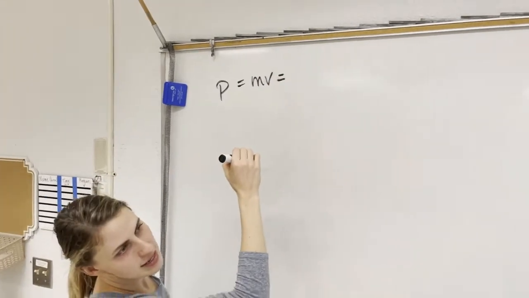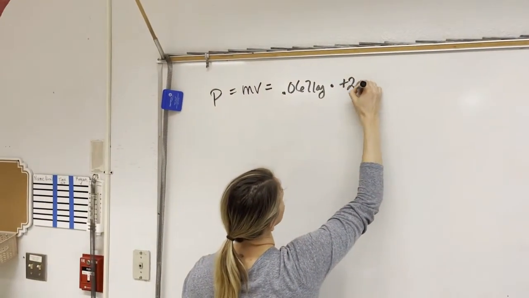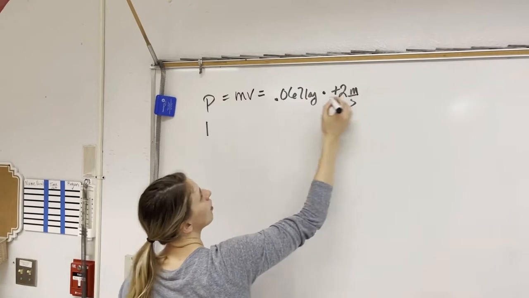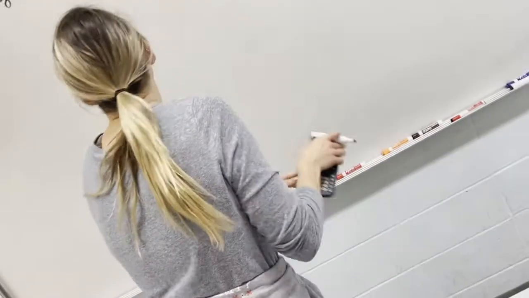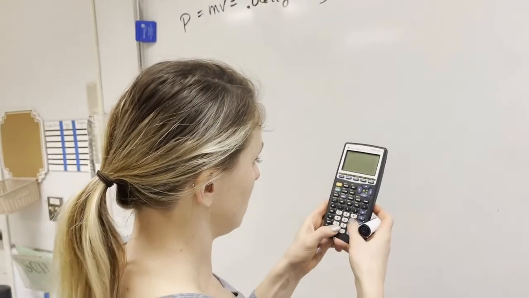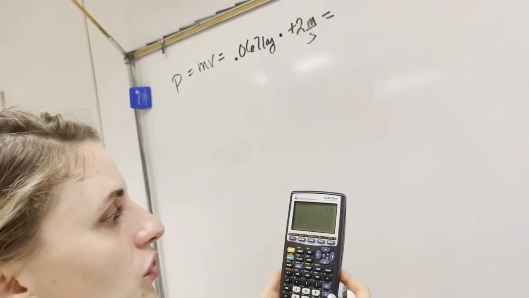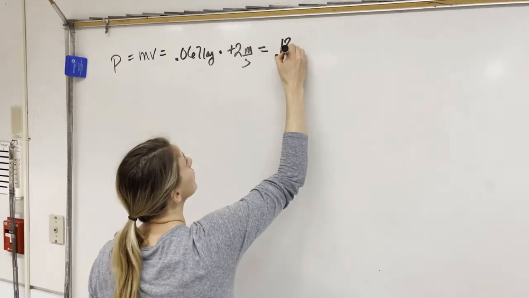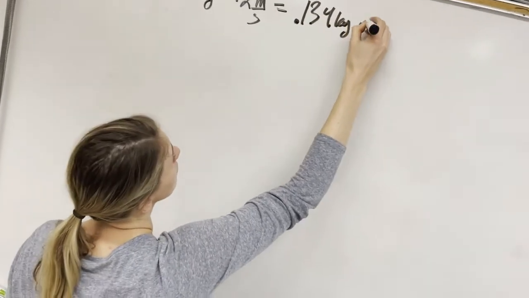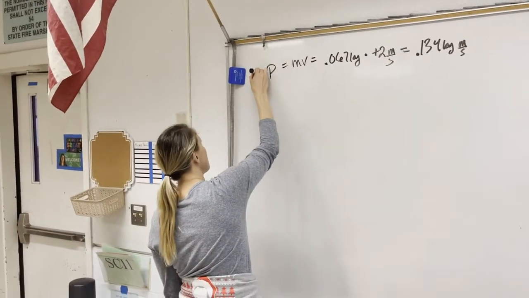Okay, and our mass is 0.067 kilograms, and we're going to multiply it by positive 2 meters per second, and our momentum is going to be, we just multiply them, right? 0.067 times 2, and I get 0.134 kilograms meters per second. Those are my units for momentum. Okay, so that was part A.